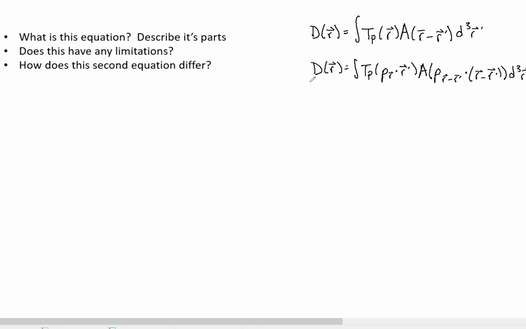So say we have two equations like we have here to the right. What are each of these equations and describe their parts? Are there any limitations to them? And how does the second equation differ?